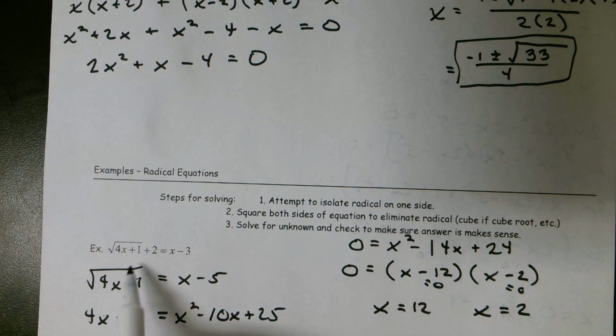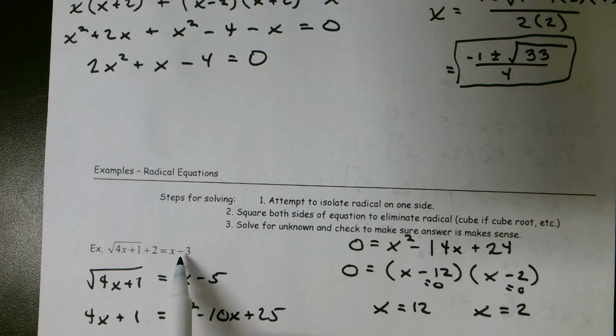Because our radical here has a restricted domain, and we know a radical square root does not have a domain of all real numbers, you need to check your answers. So let's go ahead and check 12 and see if it works. 4 times 12 is 48, plus 1 is 49, square root of that is 7, plus 2 is 9. And on the right side, 12 minus 3 is 9.